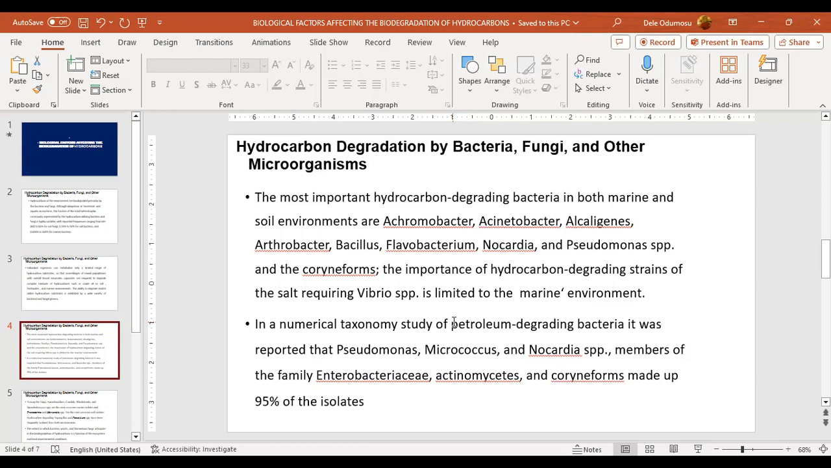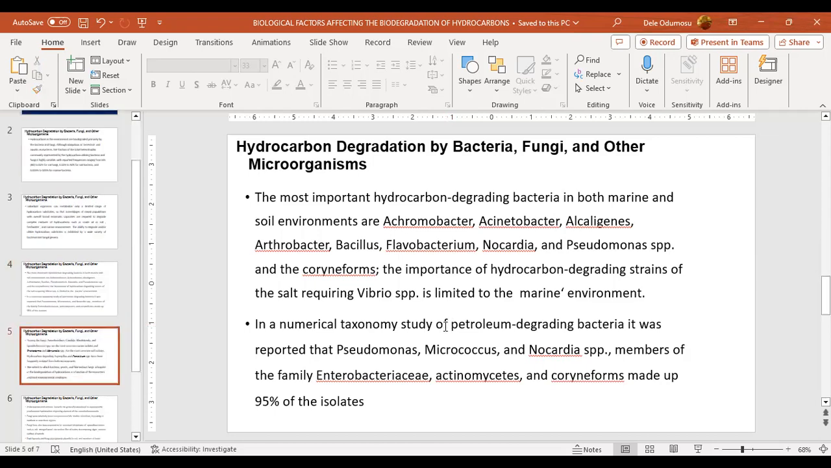So also, organisms such as Pseudomonas aeruginosa and Bacillus that are found in the soil degrade those pollutants found polluting the soil environment, and so on and so forth.